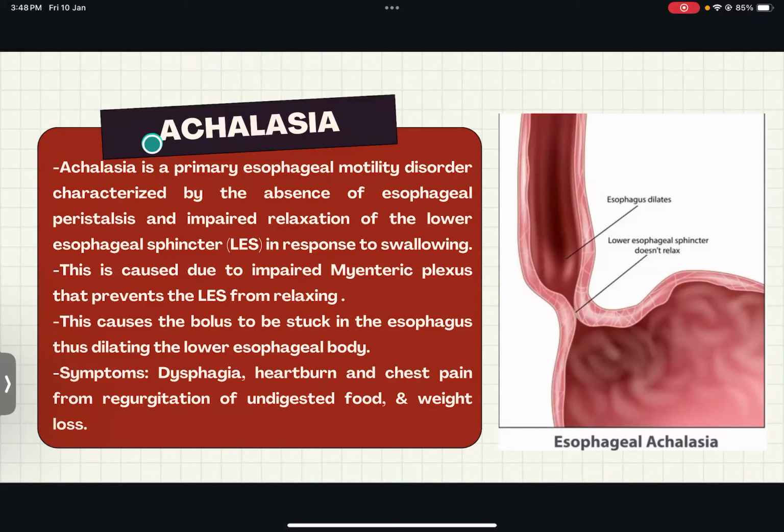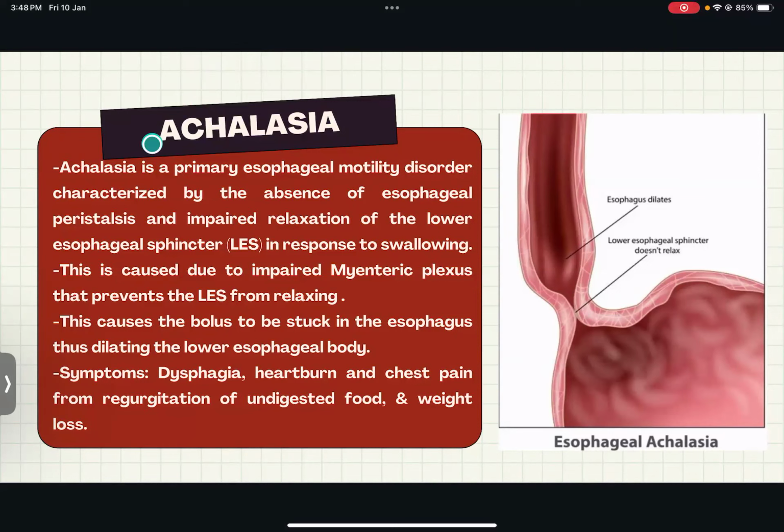First, absence of lower or mid-lower esophageal peristalsis. Second, impaired relaxation of the lower esophageal sphincter, so it's always contracted. Third, impaired myenteric plexus, with NO and VIP neurotransmitters not coming or not activating this. And yeah, just a dilated lower esophagus because of the food that is stuck there. This is it. This is mainly it.